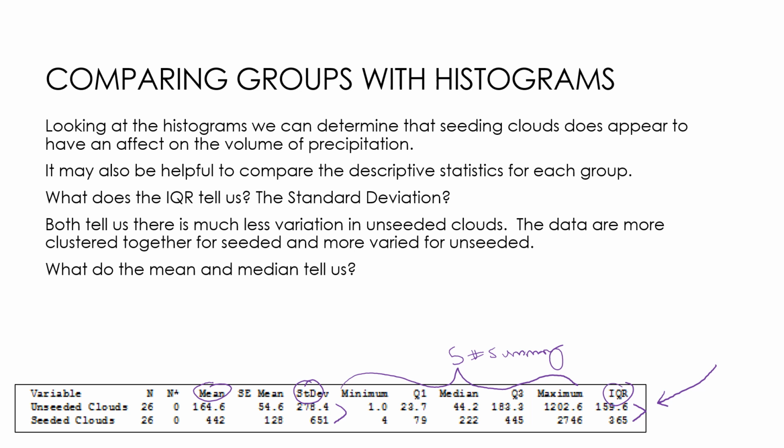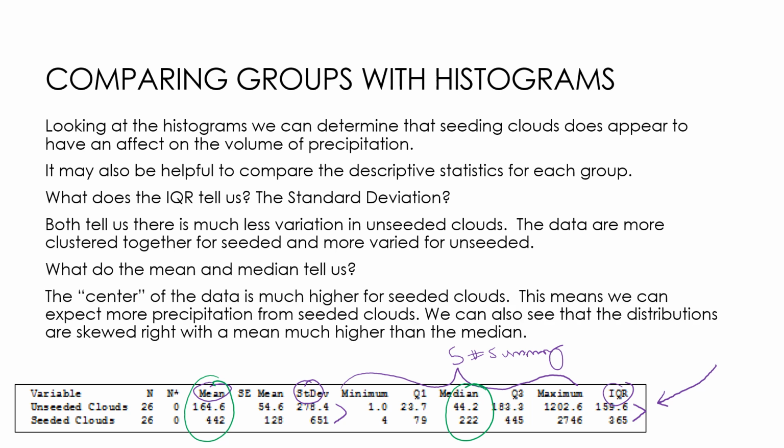What do the mean and median tell us? Again, the mean here and the median here. They tell us about the center of the data. Center is 164.6 for unseeded, 442 for seeded, or 44.2 for unseeded, 222 for seeded. So in either example, mean or median, we can see that the seeded clouds have a much, much higher center.